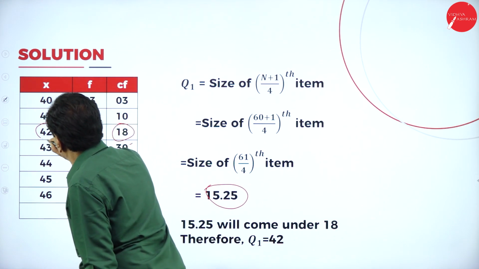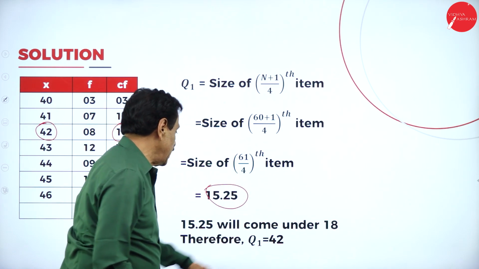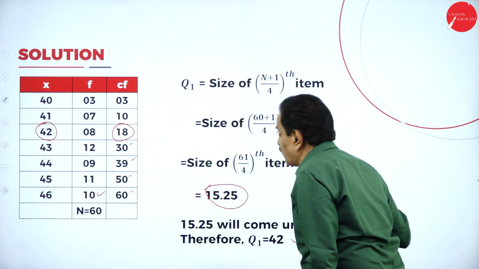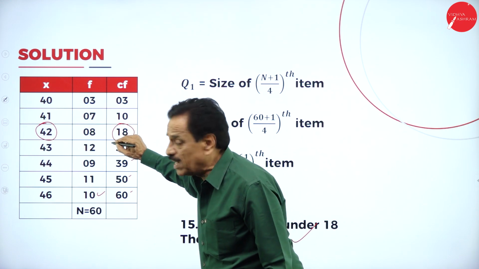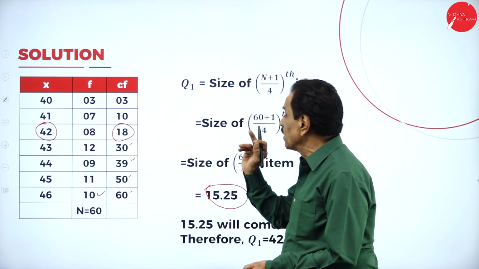Find 15.25 in CF, where the 15.25 comes under 18. The constant number x is 42. Therefore, your Q1 is equal to 42. So, we found out Q1.